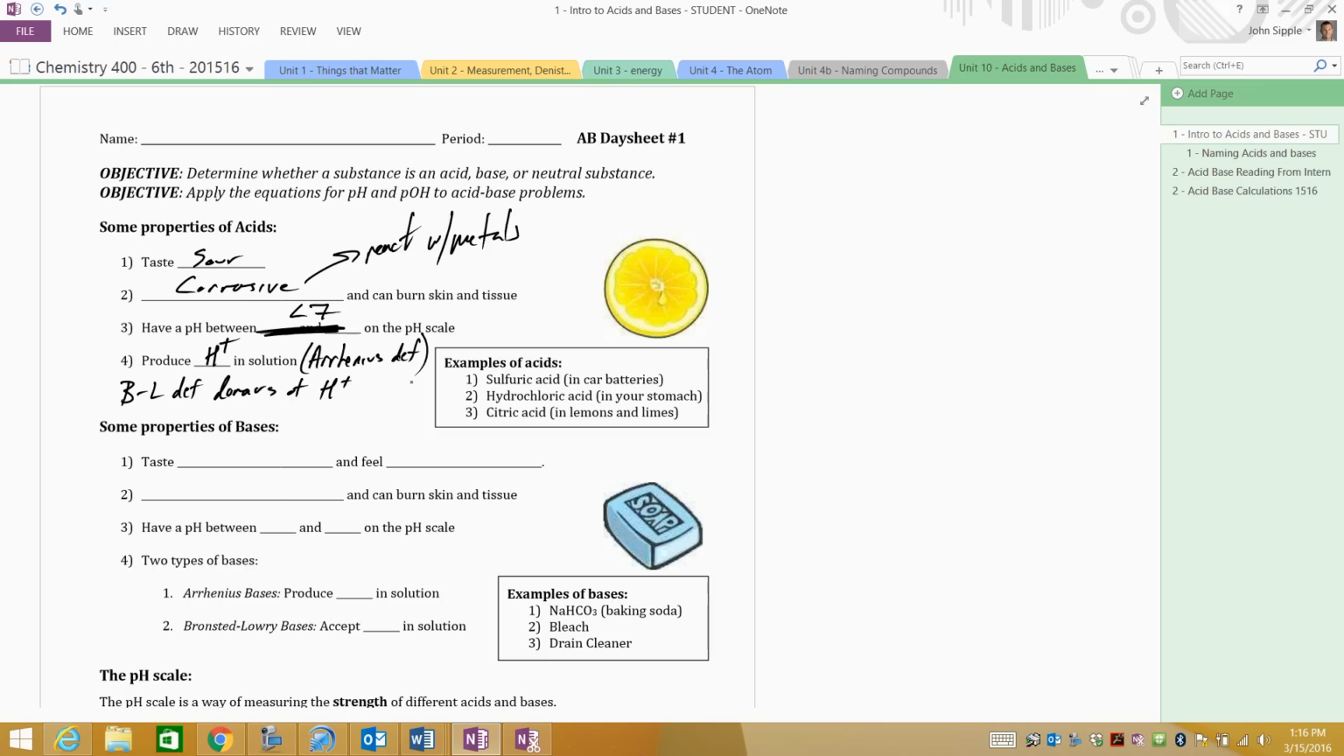What kind of litmus paper would you use to test for an acid? Blue. Yeah, you would use blue litmus because it'll turn red in the presence of an acid. You're going to use blue litmus paper. Okay. All right, moving on down below here.